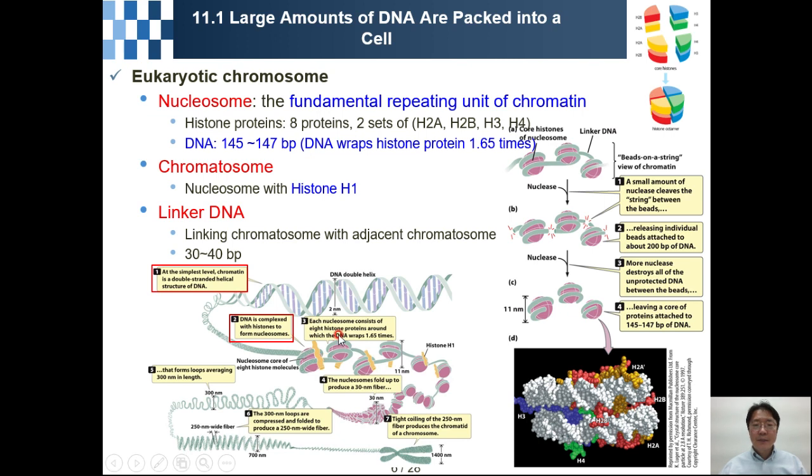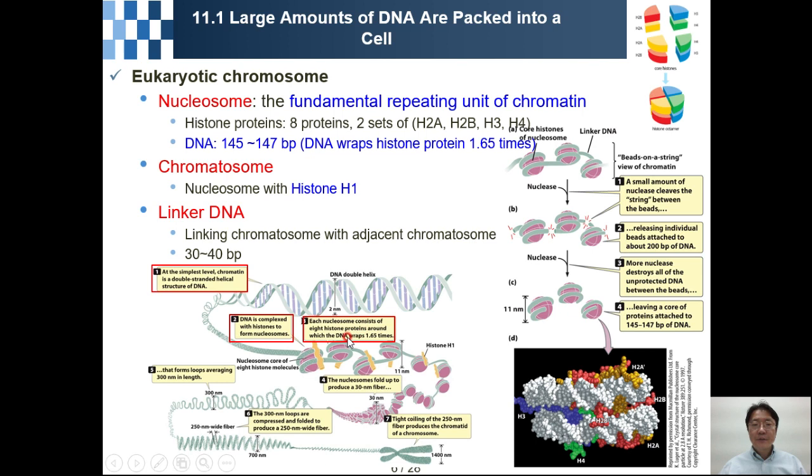Usually chromatin consists of nucleosomes. Each nucleosome consists of 8 histone proteins. So the basic concept is the nucleosome. The nucleosome is the fundamental repeating unit of chromatin. They are composed of 8 histone proteins: they have two sets of H2A, H2B, H3, and H4. So this is H2A, H2B, H3, and H4, and another set also has H2A, H2B, H3, and H4.